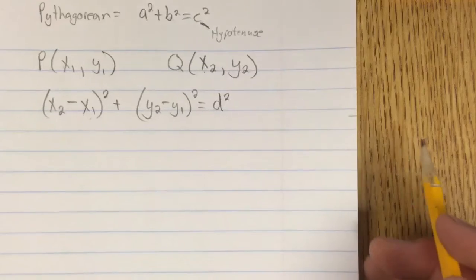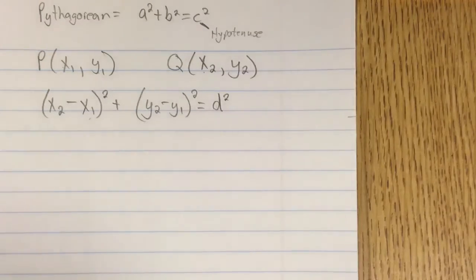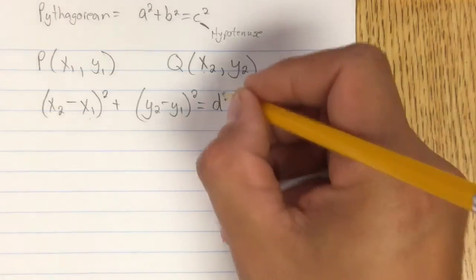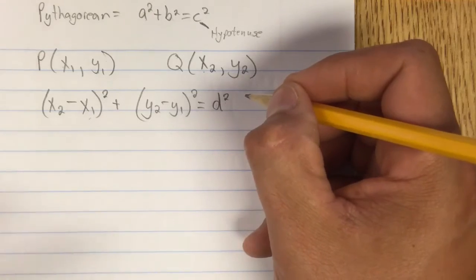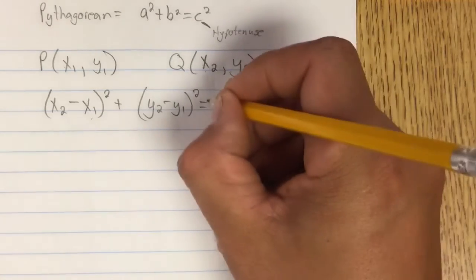Now, I could stop right here. The formula still works, but what I want to do is get distance by itself. I don't want distance squared, because they're going to ask, what's the distance between these two points? I'm not going to say, what is the distance squared between these two points? So I need to get rid of the squared. I need to perform the inverse operation, and the inverse operation is square root.